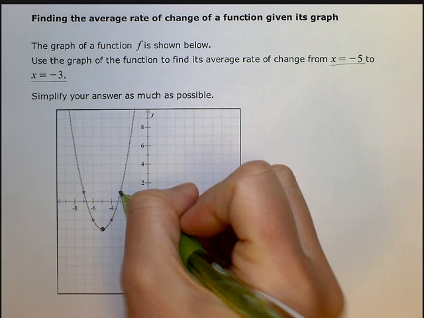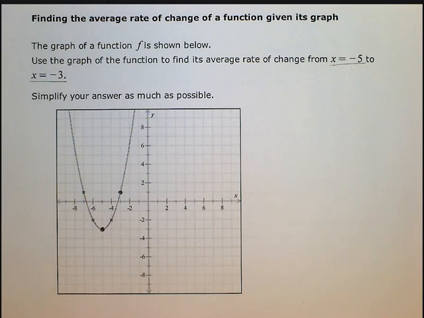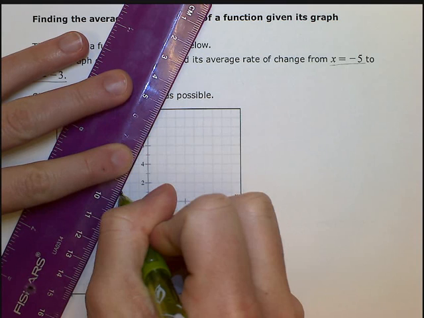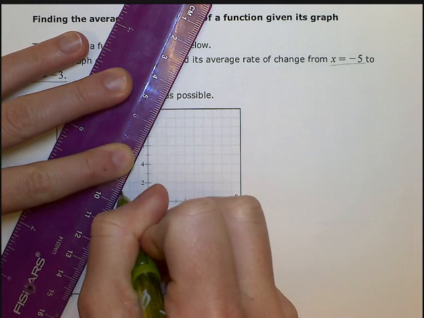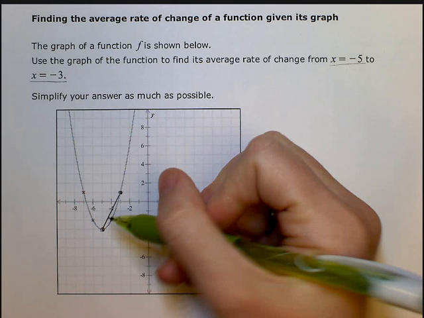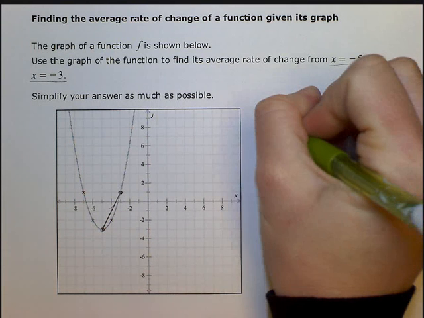So what the average rate of change really means is I'm just going to be finding the slope between these 2 points, because that's the average change between those 2 points. There's a couple different ways I could do this. I could just count my slope. So I'm going to do rise over run, because that's what the slope is.